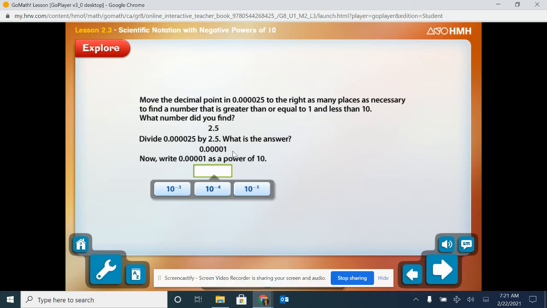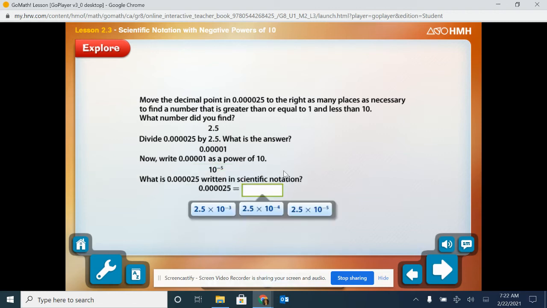Now write your answer as a power of 10. Remember, it's a very tiny number, so we use negative exponents. How many places did I move it? 1, 2, 3, 4, 5 digits. So it's going to be 10 to the -5. You can use the calculator to check it. That's right. 1/100,000th can be written as 10 to the -5th power.